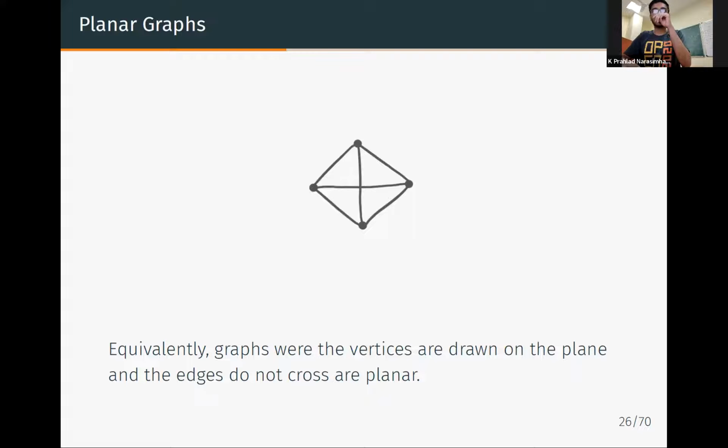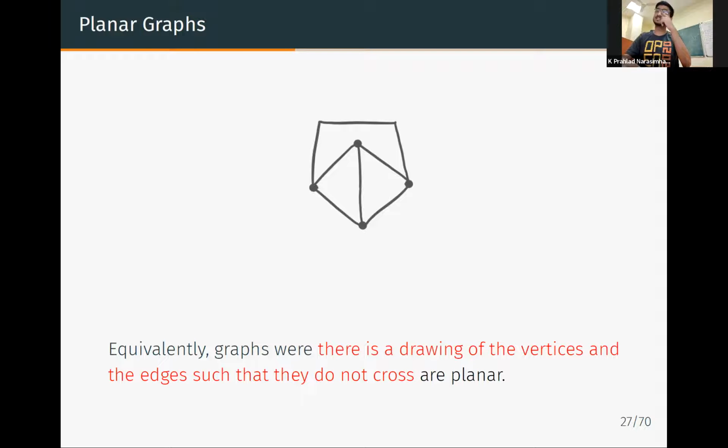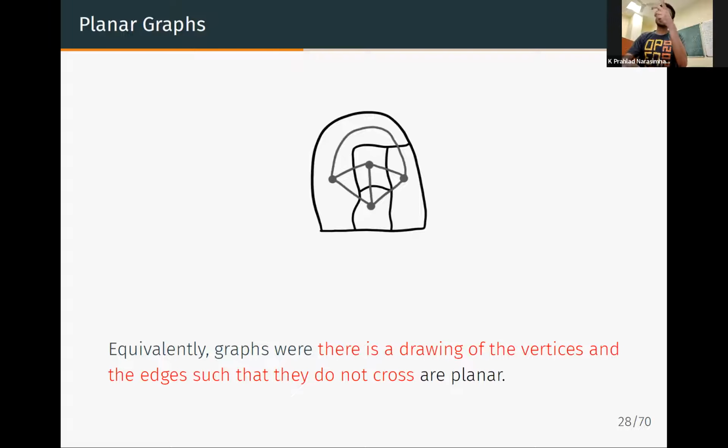So take a look at this graph, right? Here the edges cross each other. However, I can draw this so that the edges don't cross each other, right? So the actual definition is that a graph where there exists a drawing of the vertices and edges, where the edges don't cross each other, then these graphs are called planar. So note that this corresponds to a map, and for this map, you can show that 4 colors are needed, right? It is required that there are 4 colors to color this map.